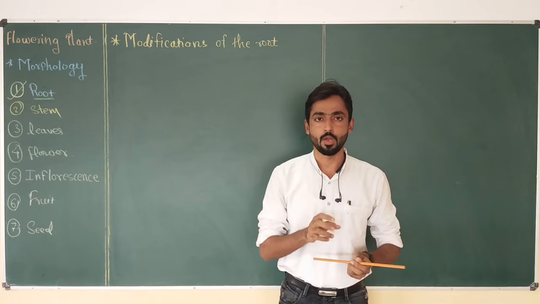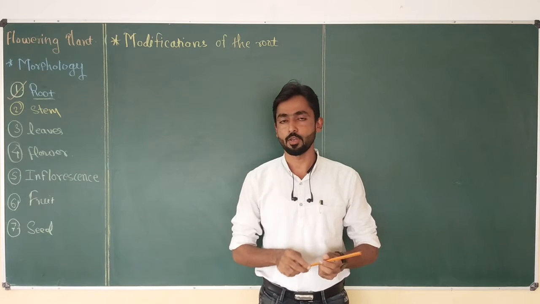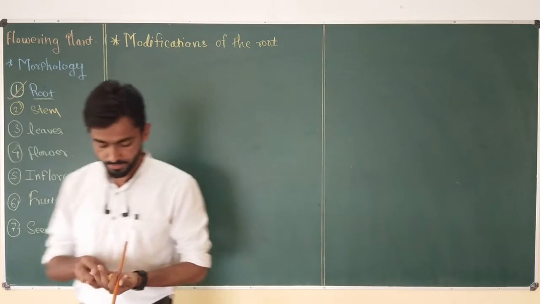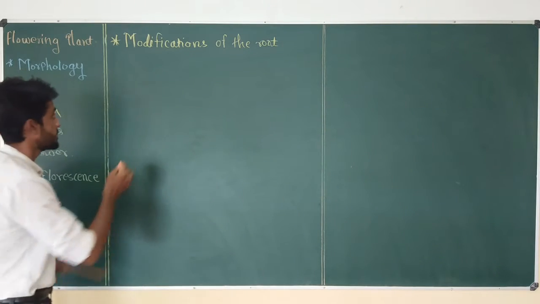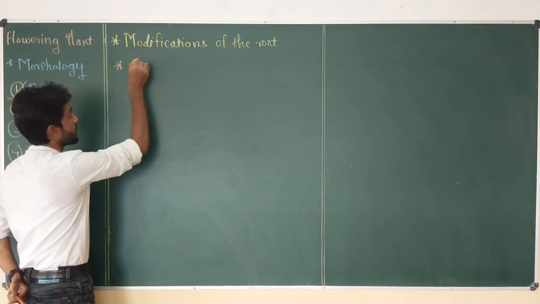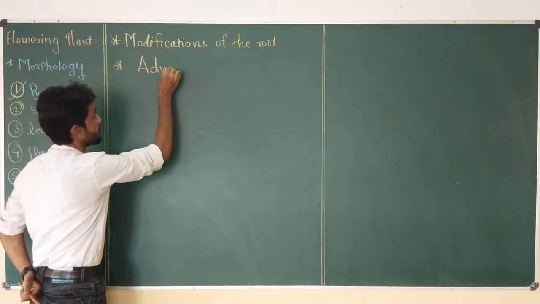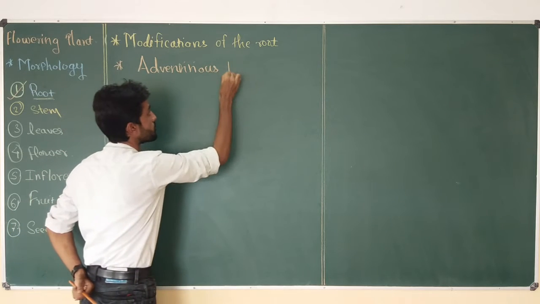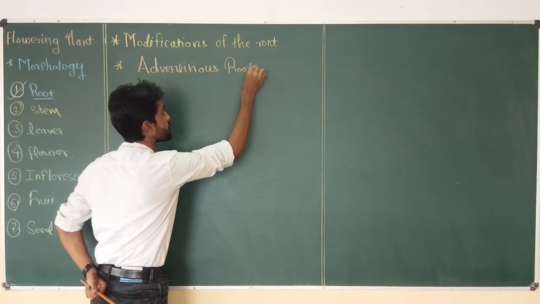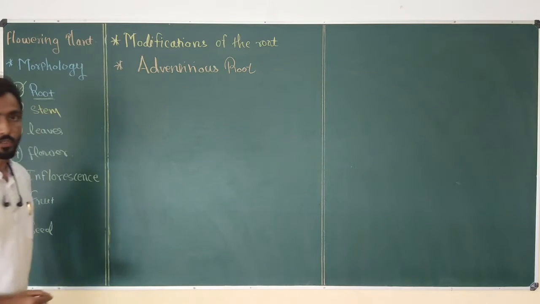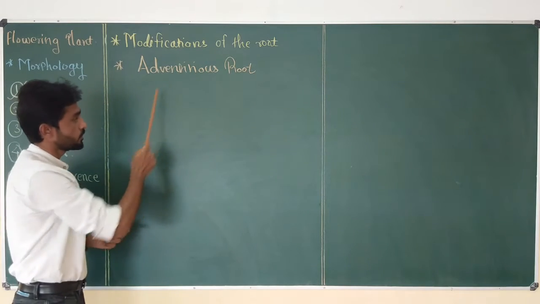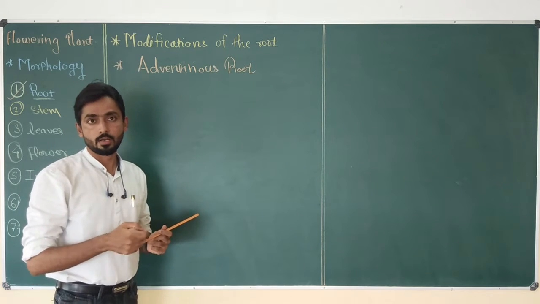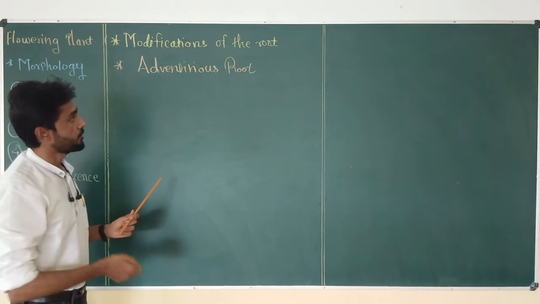In this video, we are going to talk about a few of the modifications of the adventitious root system. So the point of discussion for this video is modifications of adventitious root system. As I told earlier, these are the roots which develop from the part other than the radicle. So many times they are recognized as a false root.